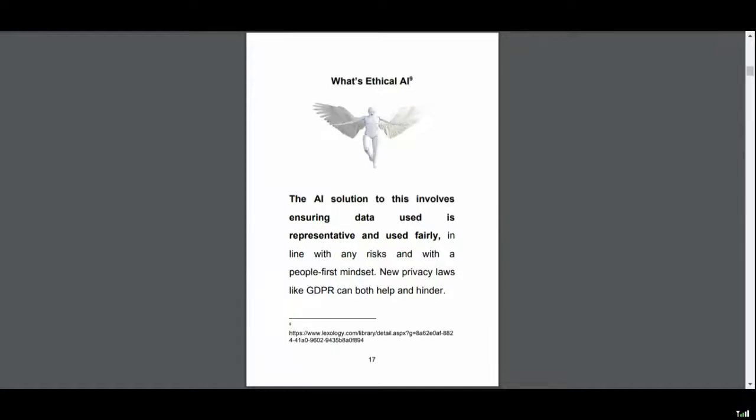So ethical AI, there's a lot of debate around this at the moment, but essentially it means ensuring the data that is used in these models is representative of what we're trying to analyze and use fairly, in line with the risks involved and with a people-first mindset. So let's, similar to a doctor, try and do good first and foremost.